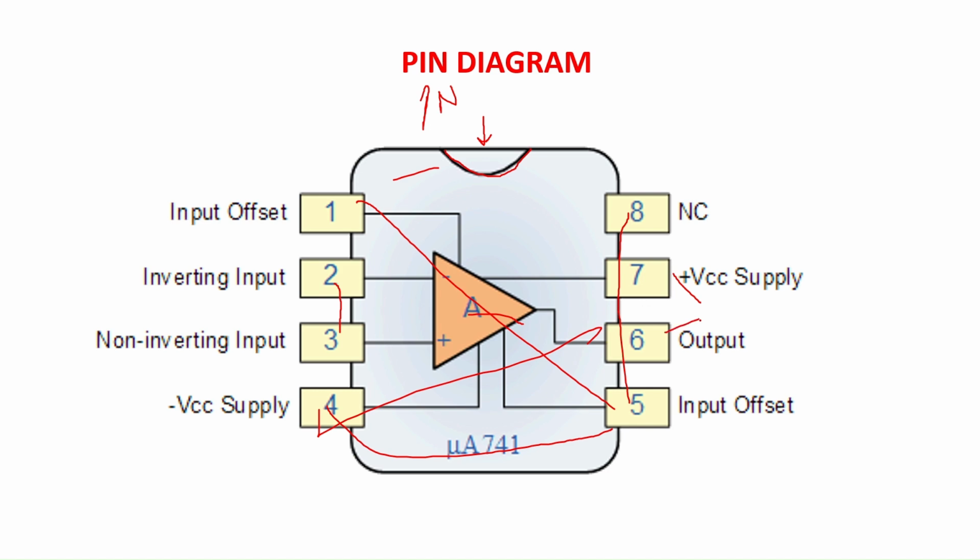The sixth pin is for output, and for the eighth pin there is no connection. NC denotes no connection. The second pin is for inverting input, the third pin is for non-inverting input, and the sixth pin is for output. This is the pin diagram for the operational amplifier. This μA741 is the IC number for the operational amplifier.